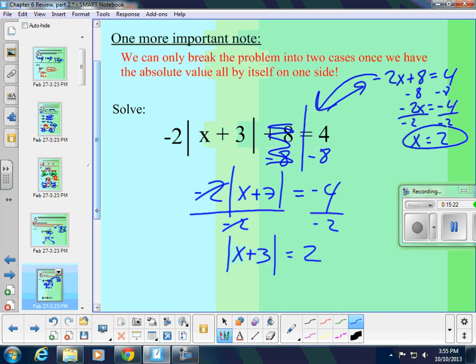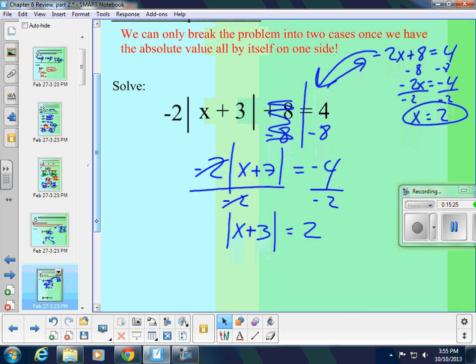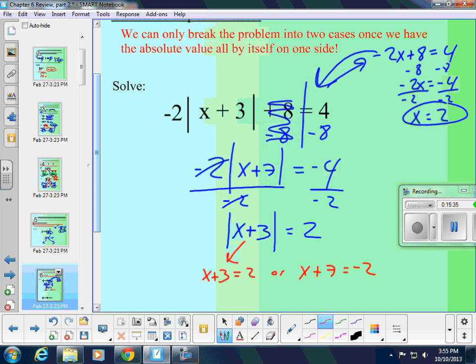And now that I've got the absolute value by itself on one side, now I can break into my two cases. X plus 3 equals 2, or x plus 3 equals negative 2. If I do it at any step before that, it won't necessarily work out and give me the correct answers. But once I have the absolute value all by itself on this side of the equation, now I can break it into the two cases and find my two answers. If I subtract 3 from both sides, I'll get x equals negative 1 on this one. Or if I subtract 3 on the other side, I'll get x equals negative 5. And there are my two solutions.